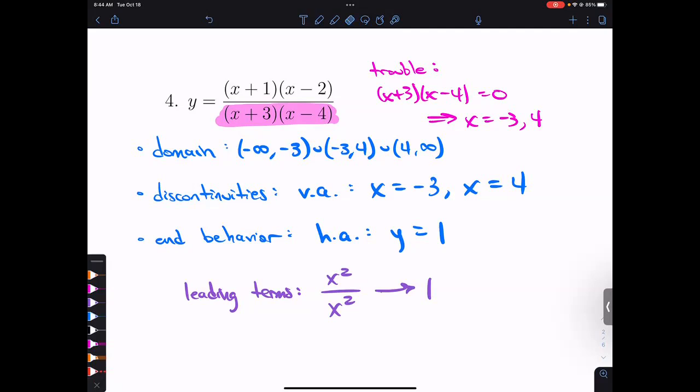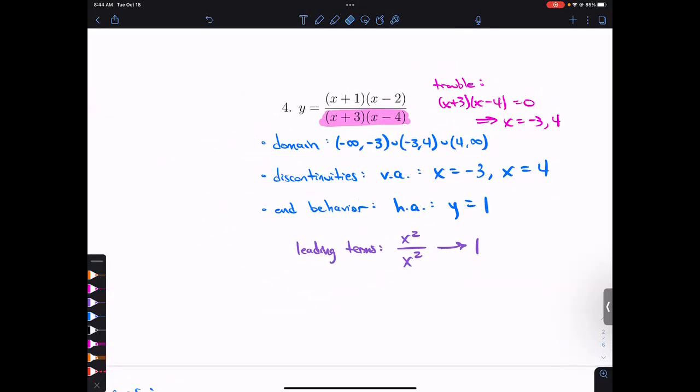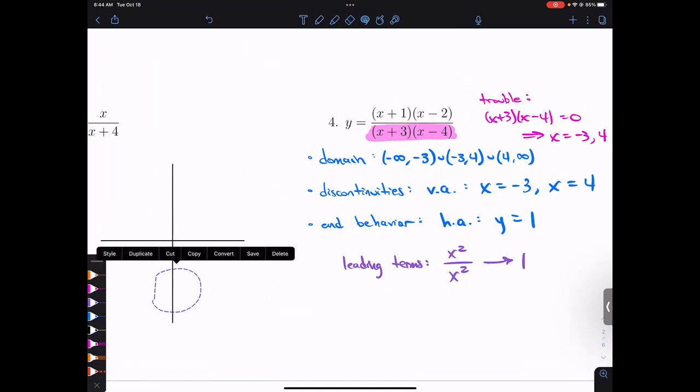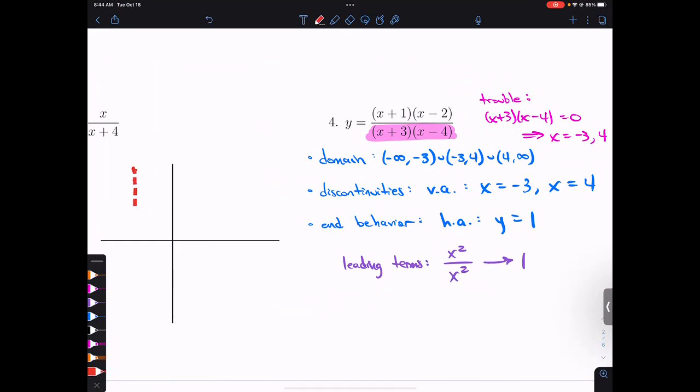Okay, so if I was going to try to sketch this thing, what I would do is start with that. Basically, use all the stuff we just found to frame it. I'm not really going to have room here. It'll be fine. It'll all be fine. -3, there's a vertical asymptote. 4, there's a vertical asymptote. 1, there's a horizontal asymptote.